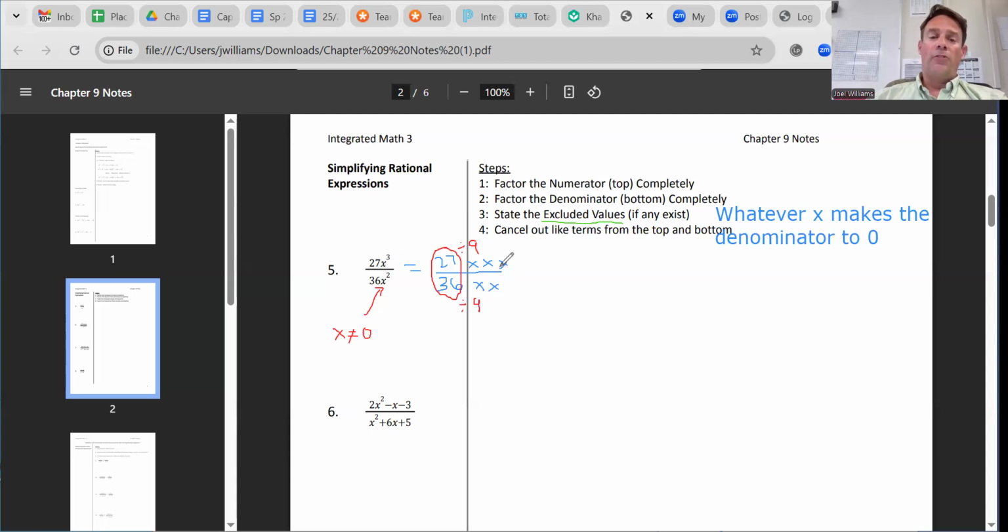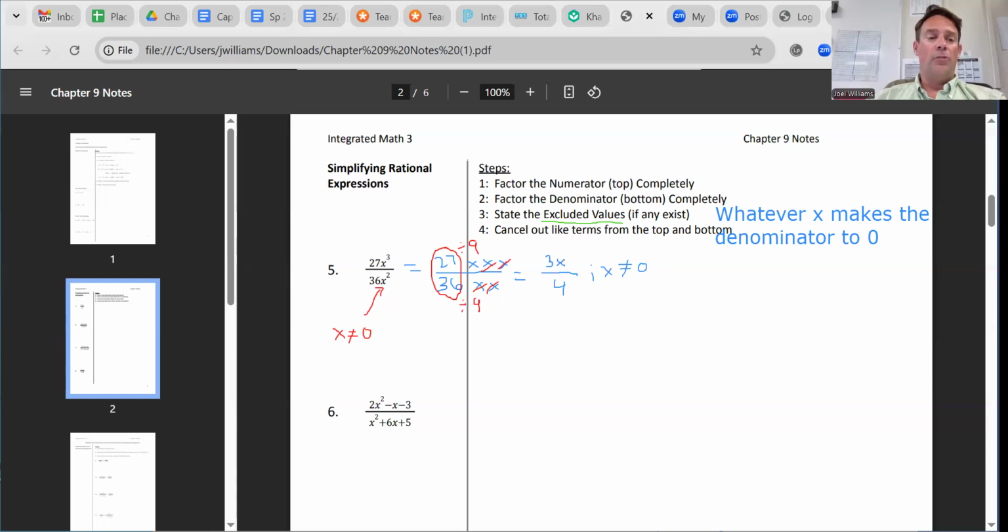And then however many x's you see on top, if you see an x on the top and the bottom, you can get rid of it. So once we've done that, we end up with 1x left on the top, and then 27 divided by 9 is 3. So 3x on top, 4 on the bottom. Notice how important it was that we did the excluded value ahead of time, though, because even though it cleaned up, my answer still can't have that excluded value. So even though I simplified and there's no longer x's in the denominator, x being equal to 0 is still an excluded value, it doesn't work.